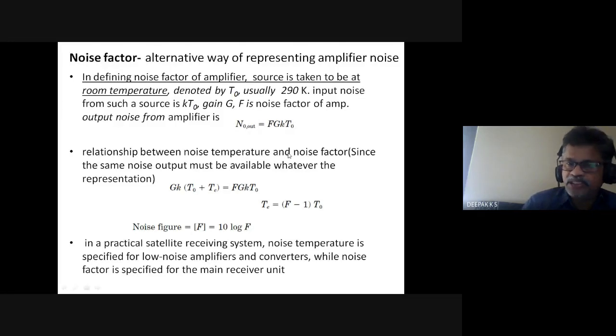Relationship between noise temperature and noise factor: since both are accounting the noise produced by the amplifier, the output at the amplifier should be same. Whatever be the method you use to denote the noise, whether noise factor or noise equivalent temperature, at the output of the amplifier, using this representation, you have this much of output, and using the previous representation, you have this much of output. Both have to be same. Whatever be the representation, both have to be same.